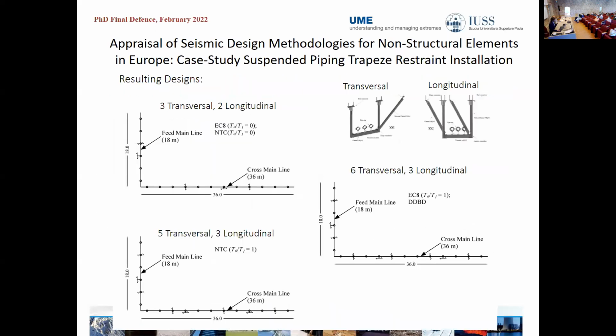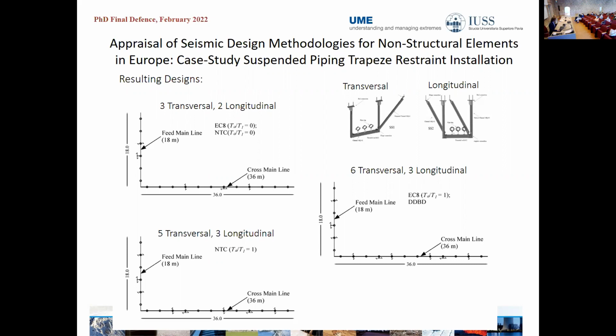Because the force-based design procedure again requires an assumption of the period of the non-structural element, we made 2 assumptions for both Eurocode 8 and the Italian code. We assumed that the period ratio between the period of the non-structural element and the fundamental period of the supporting structure was either 0, which means that the non-structural element is assumed to be completely rigid, or equal to 1, which means that the non-structural element is in perfect resonance with the supporting structure.